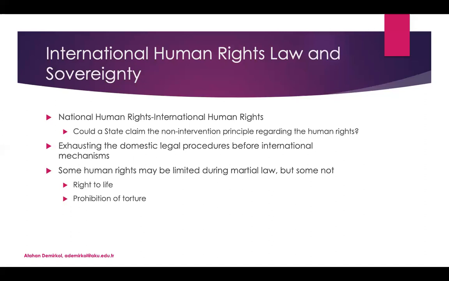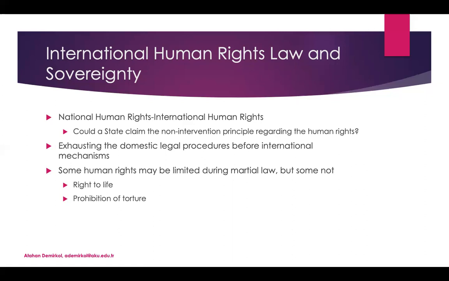So there is a distinction between national human rights law and international human rights law. Like most of the states in their constitutions, they have the human rights definitions, and they have included the protection of human rights mechanisms in their national laws, like in their constitutions. But when it comes to international human rights, what happens? Could a state claim the non-intervention principle regarding human rights?